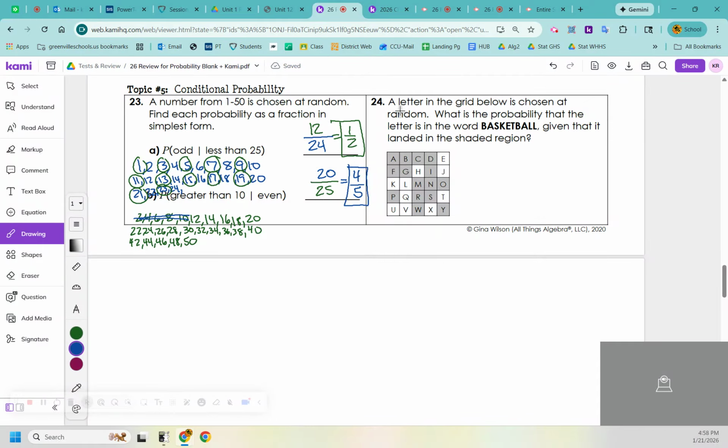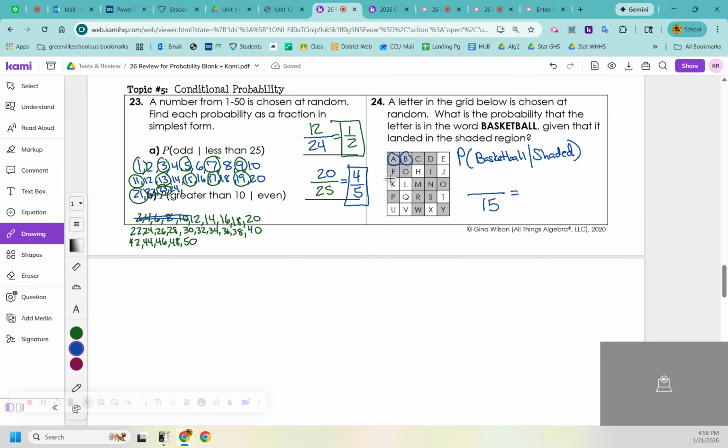What is the probability that a letter is in the word basketball given that it is landed in a shaded region? So basketball, given it's in a shaded region. So we're only looking at the shaded squares. 1, 2, 3, 4, 5, 6, 7, 8, 9, 10, 11, 12, 13, 14, 15. 15 shaded squares. How many of the shaded squares are in the word basketball?